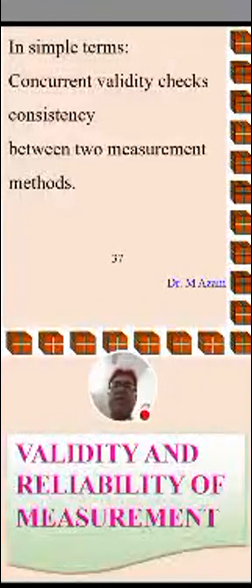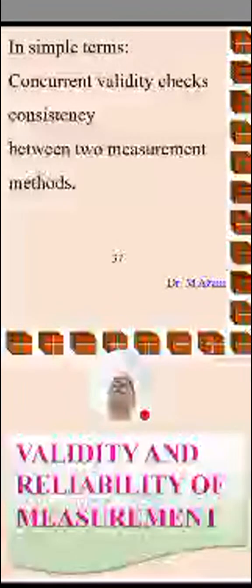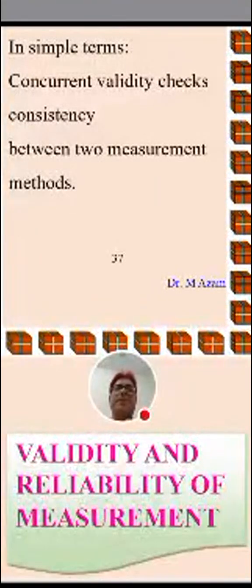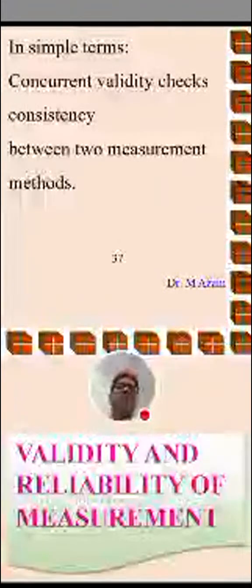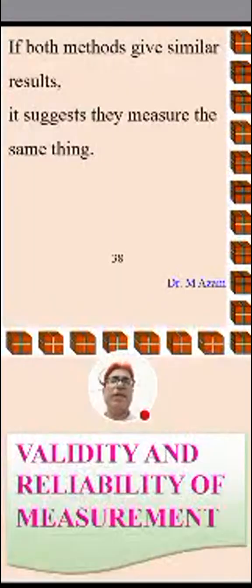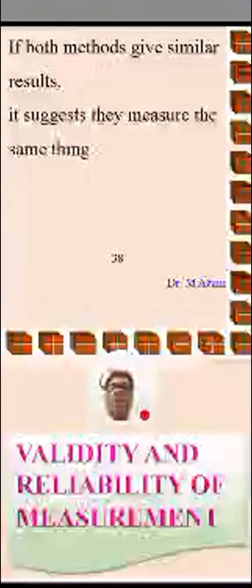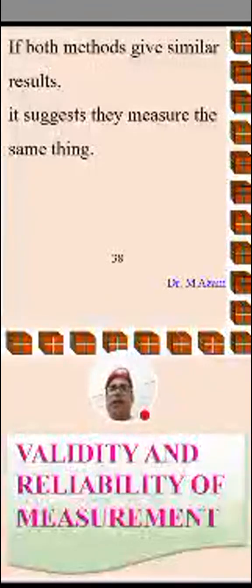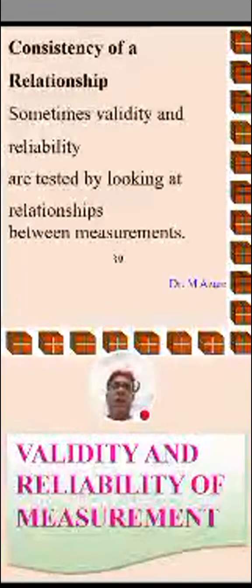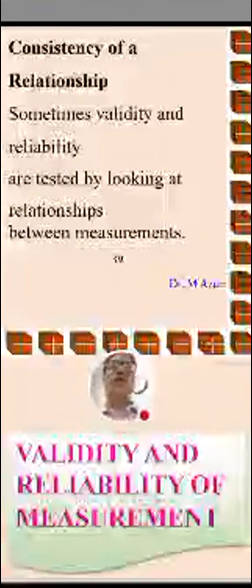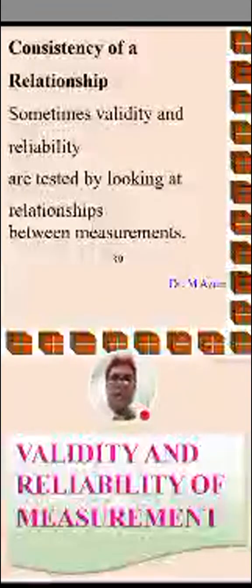In simple terms, concurrent validity checks consistency between two measurement methods. If both measure the same thing, they measure the same thing. Consistency of a relationship.